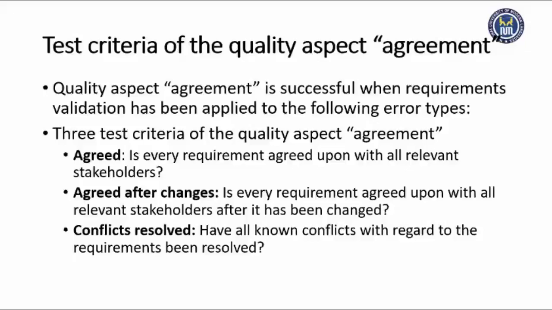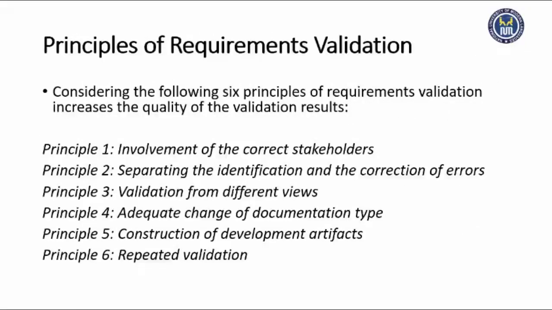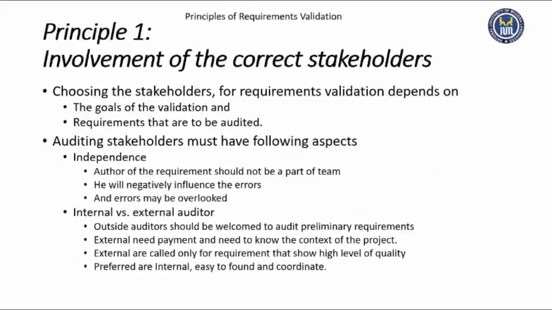Let's move on and check out the principles for validation. To validate the requirements, there are 6 principles. These principles actually increase the quality of the validation results. Let's check the first principle, which is involvement of the correct stakeholders. Choosing the stakeholders for requirements validation depends upon the goal of the validation and the requirements that are to be audited. So why would you choose the stakeholders? What group of stakeholders? These are based on the goal and what needs to be audited.